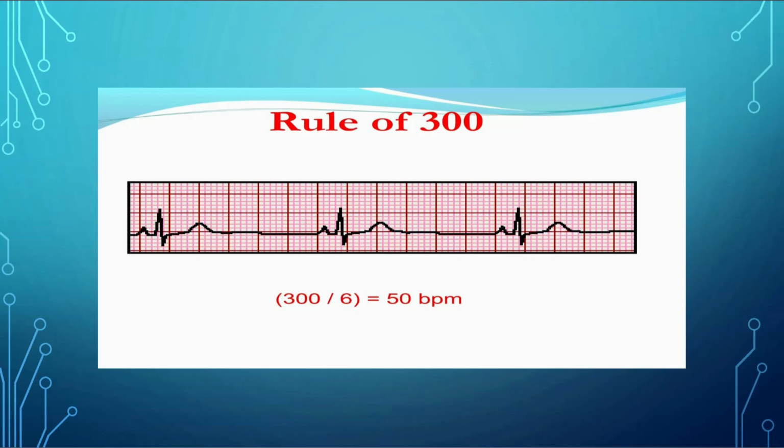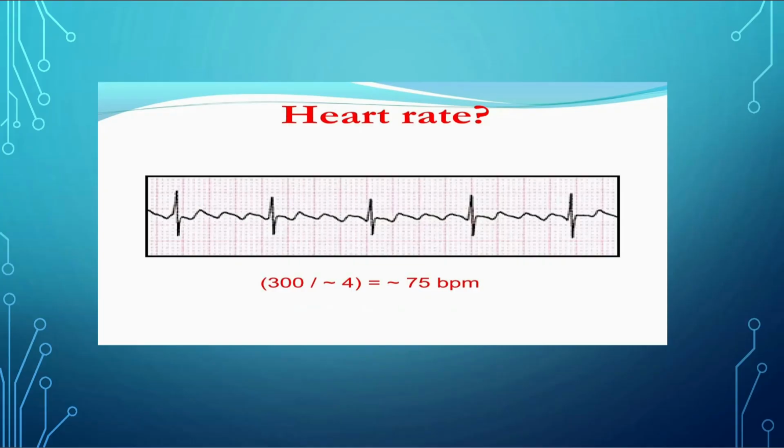So I will repeat the rule of 300. You have to take two QRS complexes and you have to count large squares in between two QRS complexes, and you have to divide by that number. So 300 divided by 6 is equal to 50 beats per minute. Here this is the QRS. So 1 2 3, approximately 4. So 300 divided by 4, 75 beats per minute, which is normal.